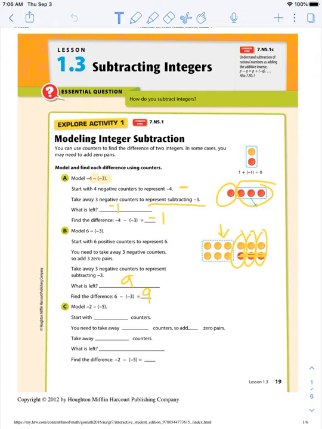All right, in example C, we're going to take away a negative that is more negatives than the original number we start with. So we're going to start with -2. So we start with 2 red counters. So here's my 2 red counters. And now we need to take away 5 red counters. So we're going to add 3 0 pairs. So I have 1, 2, 3. Those are all 0 pairs.